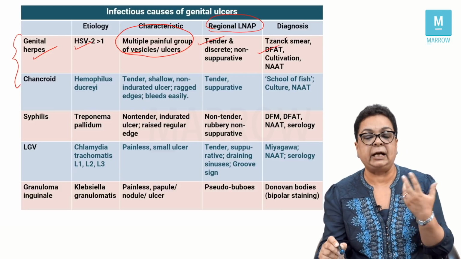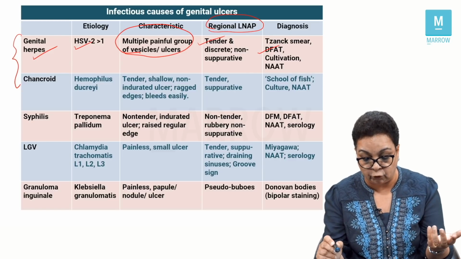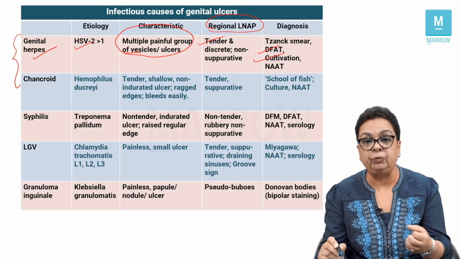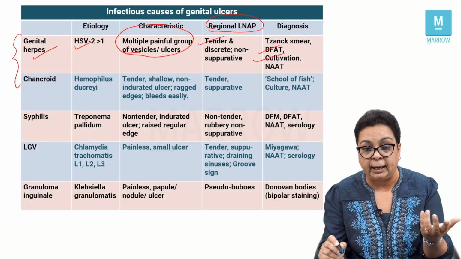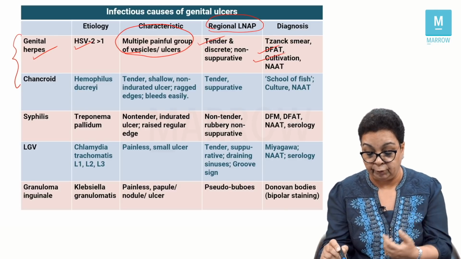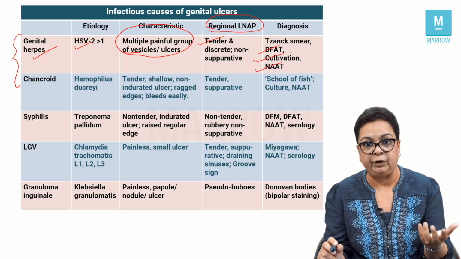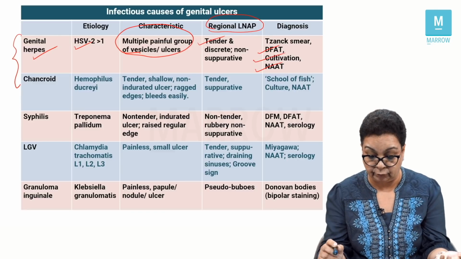Next step, direct fluorescent antibody testing for antigen detection. Then we can culture them on cell lines, or we can grow them on a chick embryo on the chorioallantoic membrane. And finally, most sensitive would be the nucleic acid amplification test, that is the PCR.